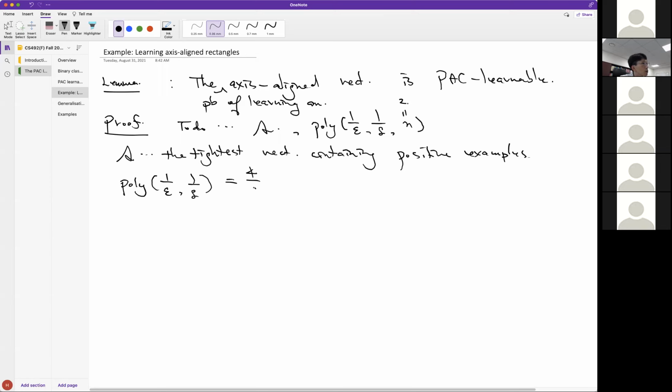It is going to be the following: 4 over epsilon, 4 over delta. The typical proof about PAC learnability or generalization bounds uses the so-called union bound, which means you estimate the probability of a disjunction of multiple cases by the sum of the individual probabilities. This number 4 actually comes from this union bound.